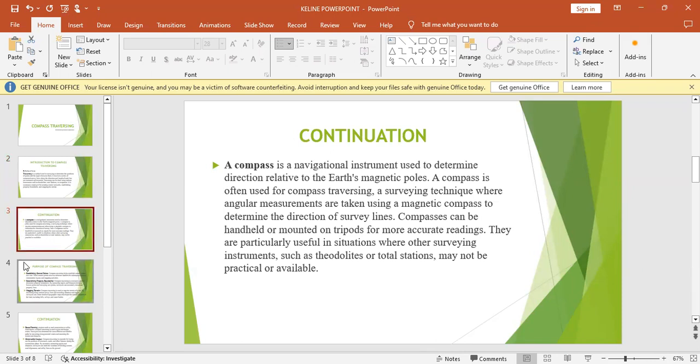A compass is a navigational instrument used to determine direction relative to earth marks. A compass is always used to determine directions, whereby it is often used for compass traversing, a surveying technique where angular measurements are taken using a magnetic compass to determine the direction of survey lines. I think at this point it is self-explanatory, whereby even in our earlier studies, we used to know that a compass is used in giving directions.